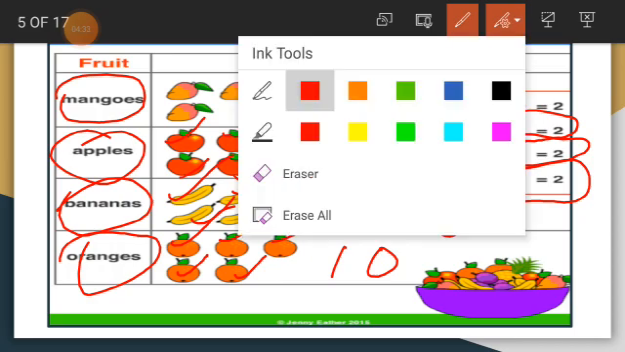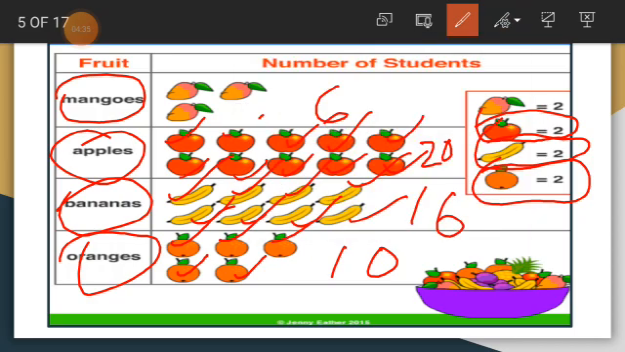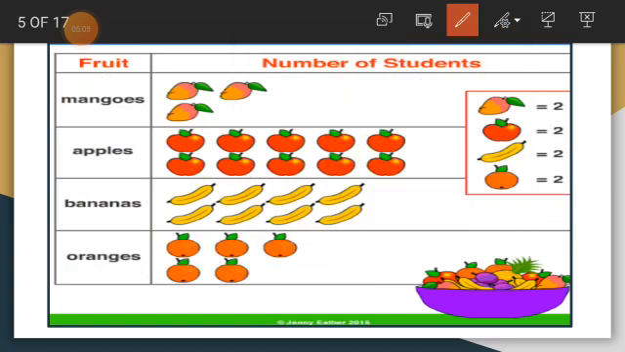Let me change the color of my pen. Good. Now, how many students like mangoes? 6 students like mangoes. How many students like apples? 20. Yes. How many students like bananas? 16 students like bananas. How many students like oranges? 10. This is how we will make the pictogram graph. Is this clear now? Now let's move to the next slide.